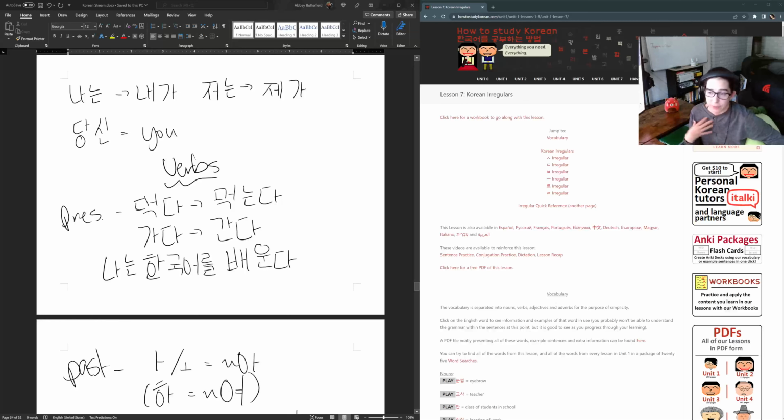So present tense verbs, in this plain form, this is when you're writing. 먹다 will turn into 먹는다, so they're adding 는다. If it ends in a consonant, you add 는다 at the end of the present tense verb. And if it ends in a vowel, you add ㄴ다. So 가다 turns into 간다. Again, that's plain written form, that's how this works.